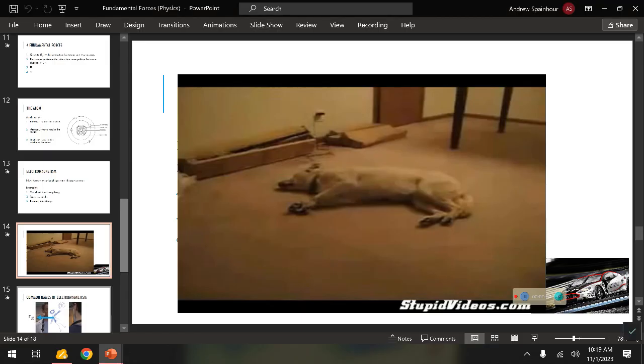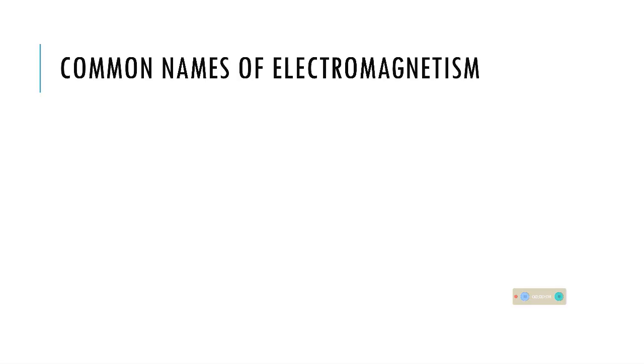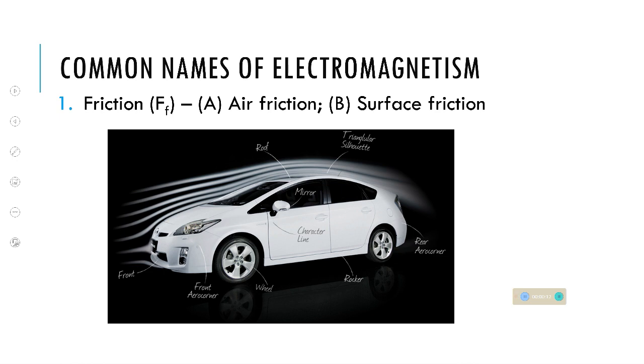All right, so we are discussing the second part of the fundamental forces notes. Currently, I am talking about the common names of electromagnetism and going into why each of them is in fact electromagnetism. So, air friction. Why?